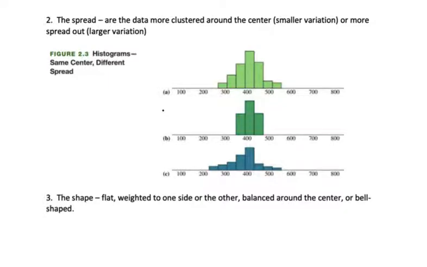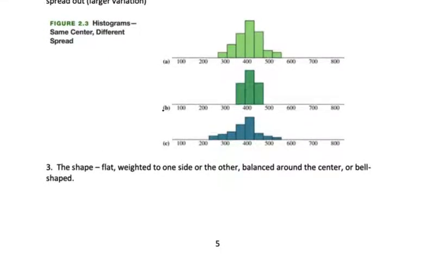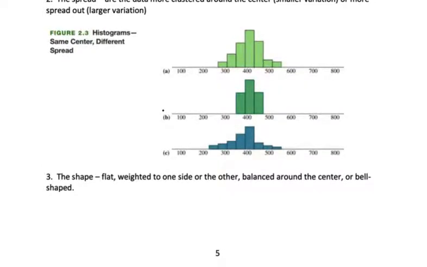The third thing that we can look at when we're looking at histograms is the shape. So we could have a flat histogram where all the bars are roughly the same height. It could be weighted to one side or the other, so the peak doesn't have to be in the middle. We might have a peak on one side and then the shape of the histogram might just tail off. Or it could be balanced like this one, or bell-shaped, which is also what this green one here looks like, a little bit like a bell shape. So those are some things to keep in mind about histograms, and we're going to be talking more about those things later on in the course.